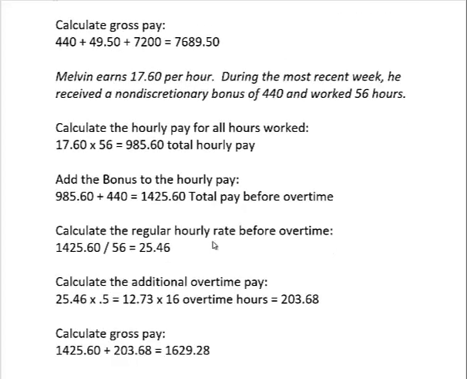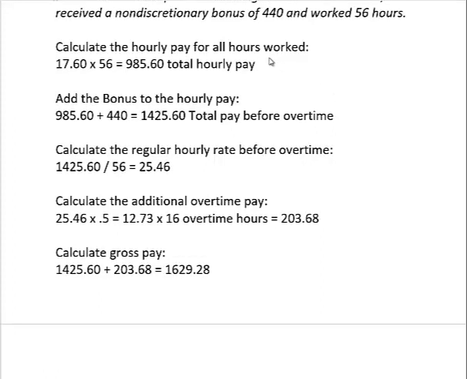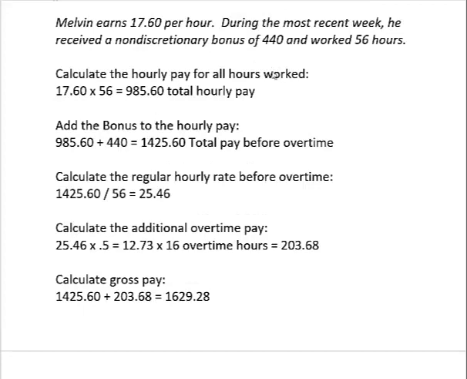Now, down in the next example, we have a non-discretionary bonus. Melvin earns $17.60 per hour. During the most recent week, he received a non-discretionary bonus of $440 and worked 56 hours. So first, we'll calculate his hourly pay for all hours worked, just like we did with the commission problem. So he makes $17.60 per hour. He worked 56 hours, so his total hourly pay is $985.60. Then we're going to take the $985.60 and add the bonus before we calculate the overtime.